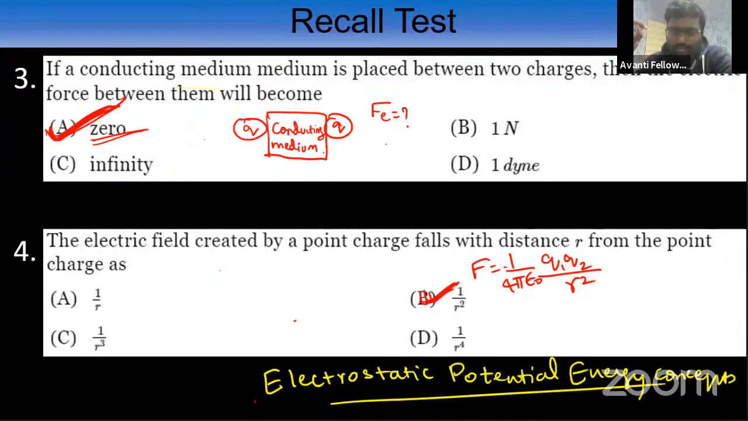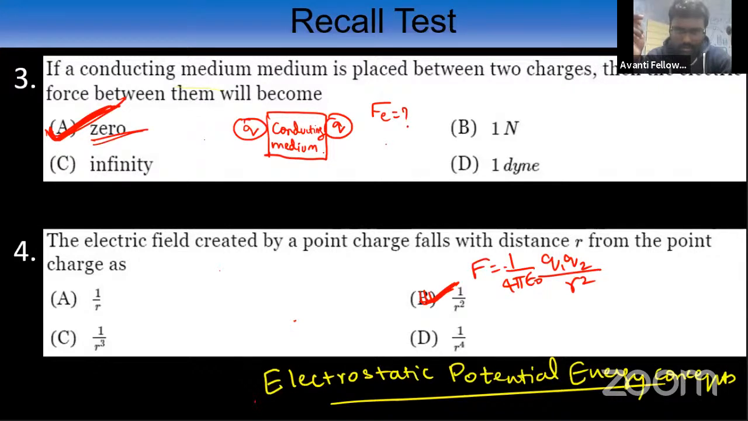Say I have two positive charges in free space. They exhibit repulsion between them, right? Now, if I keep a conducting medium in between them, all of a sudden my force vanishes. There is no force at all. What happened to that force? Why is the magnitude of force zero when I keep a conducting medium? This question is very important for you to answer.